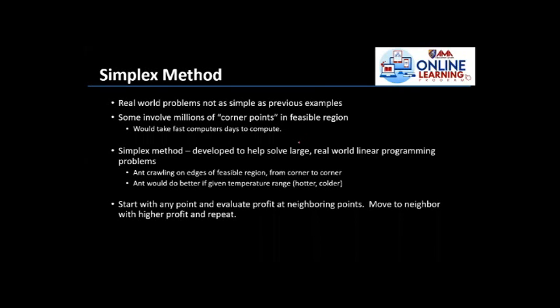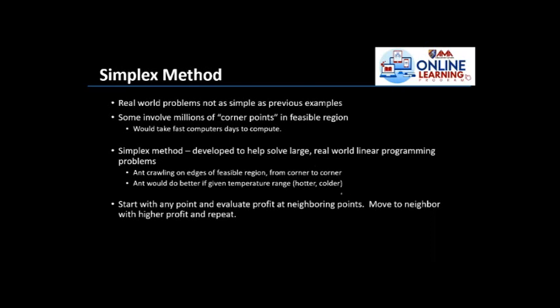Another example would be ant would do better even if given temperature range. So, for example, if ang scaling mo is 0.10, so sa kadami ba namang temperature range, sa kadami ng ants, mahirapan ka. So, with Simplex Method, you start with any point and evaluate the profit at neighboring points. Move to the neighbor with a higher profit and repeat. Okay? So how do we do that?